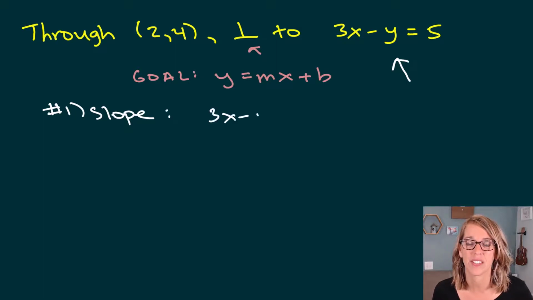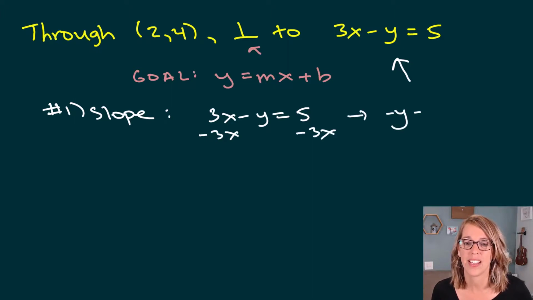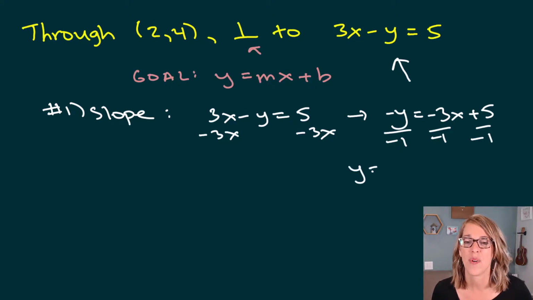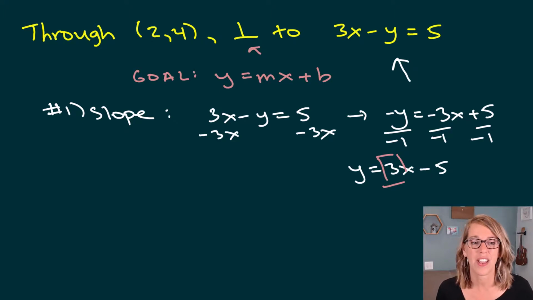So I want to go ahead and work with this. So I've got 3x minus y is equal to 5. I need y all by itself, so I'm going to subtract a 3x. I get negative y is equal to negative 3x plus 5, and I'm going to divide everybody by negative 1, or you could go ahead and just change all of the signs. Y is equal to 3x now, 5 over negative 1 is minus 5. The only thing I care about though is my slope here, so I can go ahead and pull out now my perpendicular slope. That perpendicular slope is equal to 3.